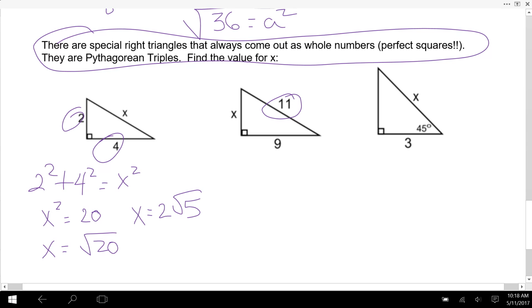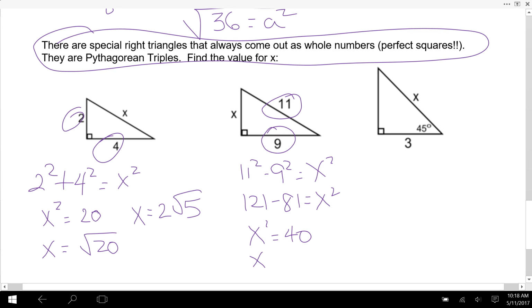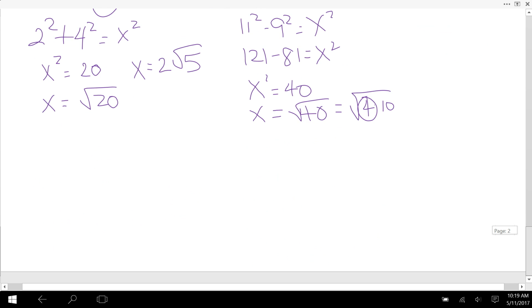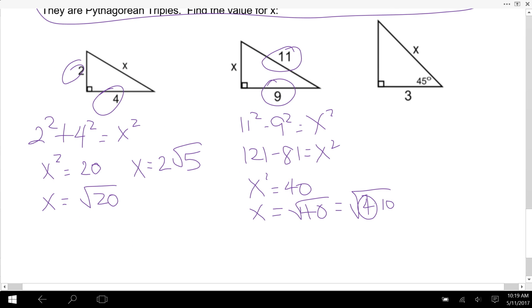This one over here I'm going to subtract. So I have 11 squared minus 9 squared equals x squared. 121 minus 81 equals x squared. X squared equals 40. X equals square root of 40, which is 4 times 10. 4 is a perfect square. So x equals 2 times the square root of 10.